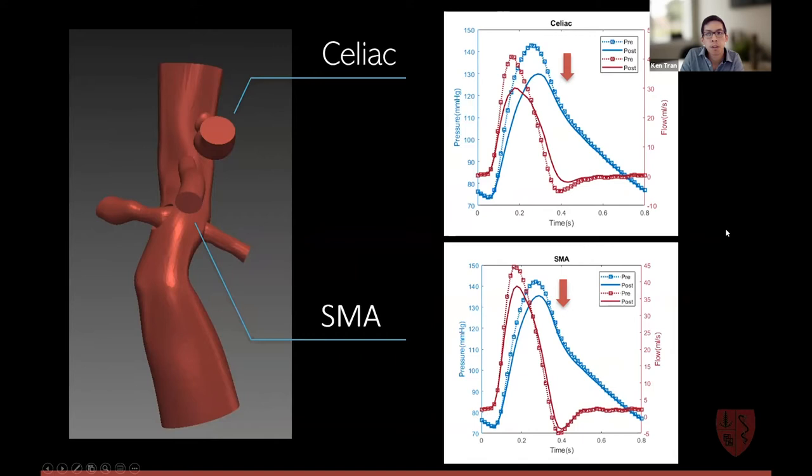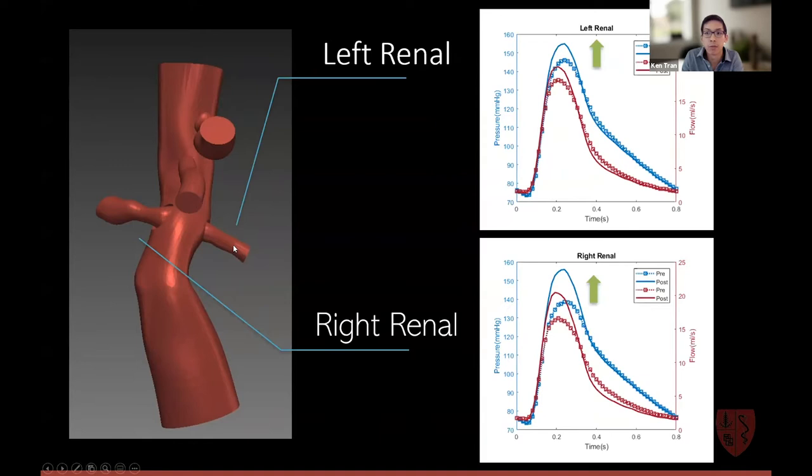And interestingly, we hypothesized that adding in significant renal flares, especially in a 24 millimeter graft, would decrease renal perfusion. But actually in this patient, because of the angulation change, it looked like the renal artery pressure and flow rates increased postoperatively on both sides.